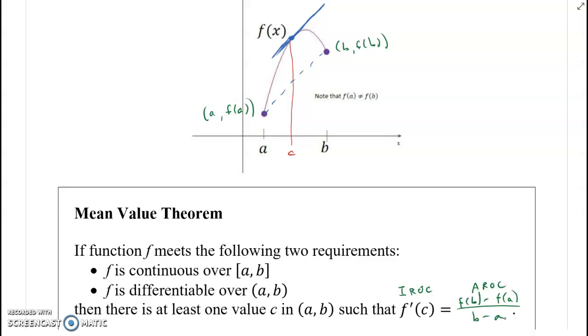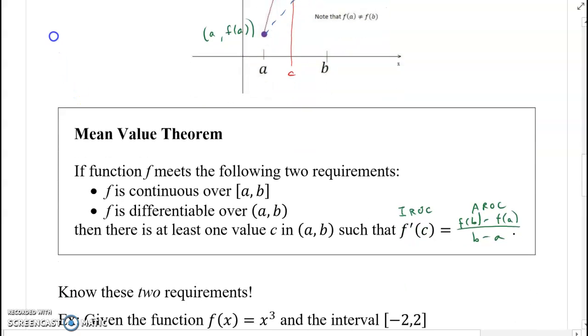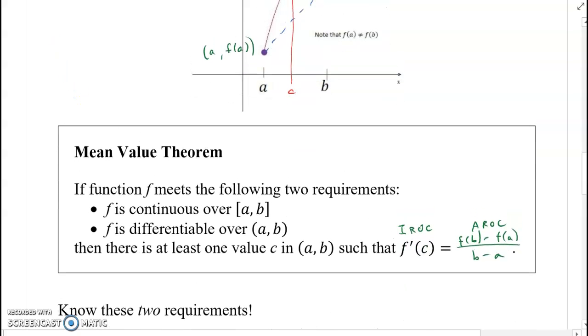What the mean value theorem says is there will always be some value C between A and B such that that equation is true, provided that these 2 prerequisites are met. The function is continuous over the closed interval and differentiable over the open interval. These are important requirements to know. There are 2 of them. Both of them must be met. Sometimes you'll be asked not, does it meet the mean value theorem, but why does this function meet the mean value theorem, or why does it not meet the mean value theorem? And you will be required to identify its continuity and differentiability on the interval.